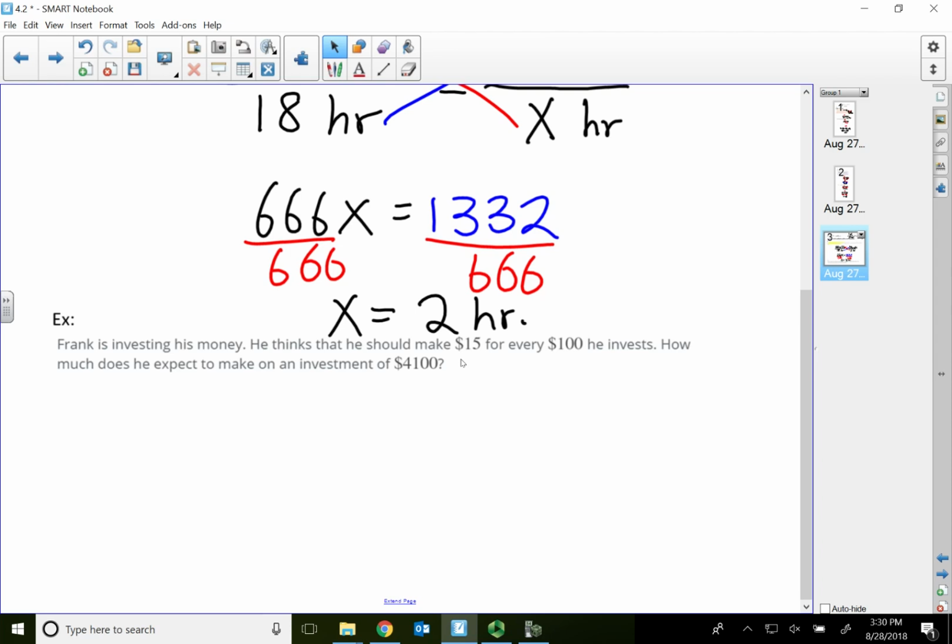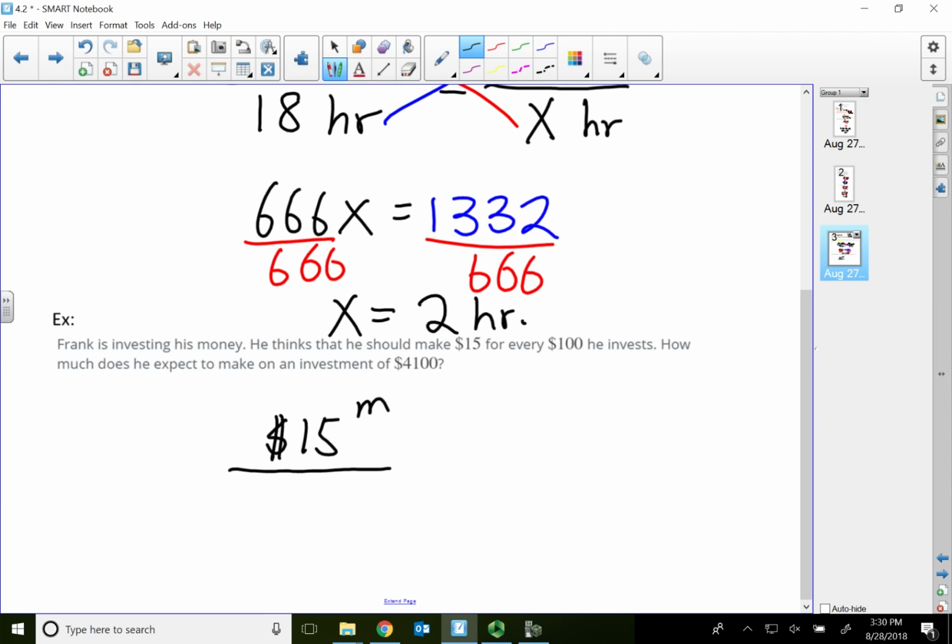So this problem, all the three numbers here are talking about money, but they have a different meaning. This $15 is how much money he's supposed to make. So if I put 15 up here, I am also putting make up here. He makes $15 for every $100 he invests. So that's my ratio to start out with.